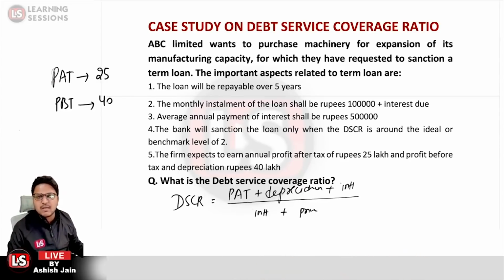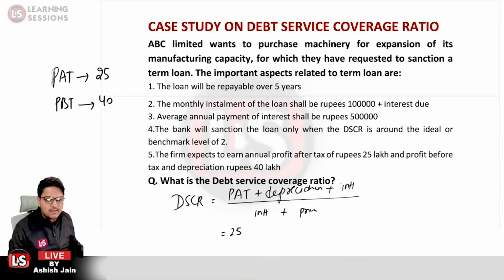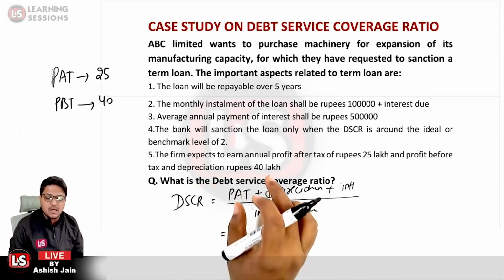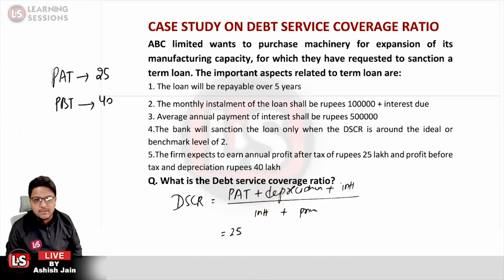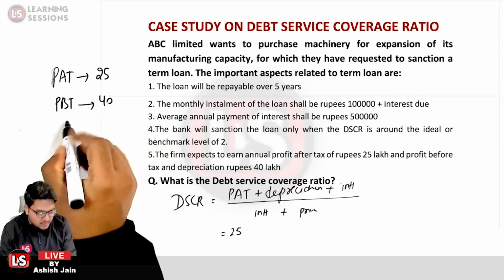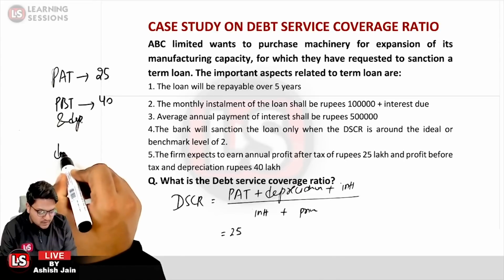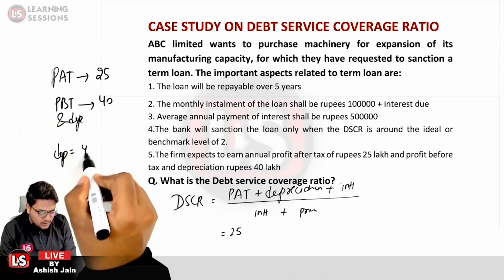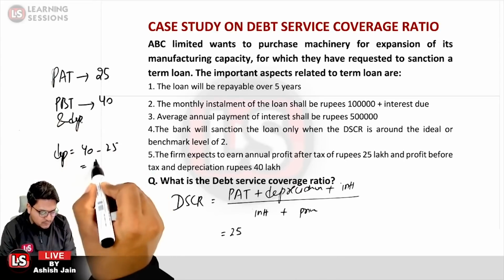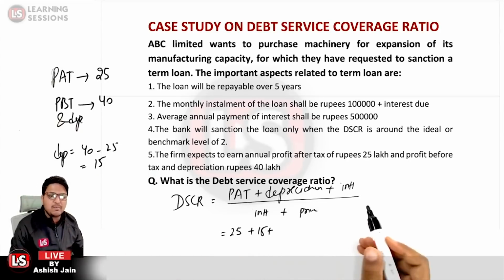So PAT in this particular case is clearly given as 25. Further, the depreciation is given, but not directly, because we are provided with the PBT, that is profit before tax. So PBT minus PAT gives the depreciation. Depreciation will be equal to 40 minus 25, that is equal to 15. I am just substituting the value, that is plus 15, and plus the interest amount.